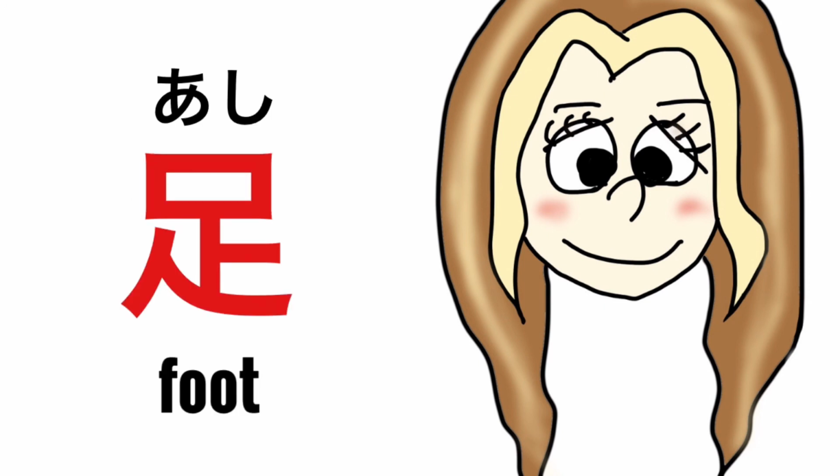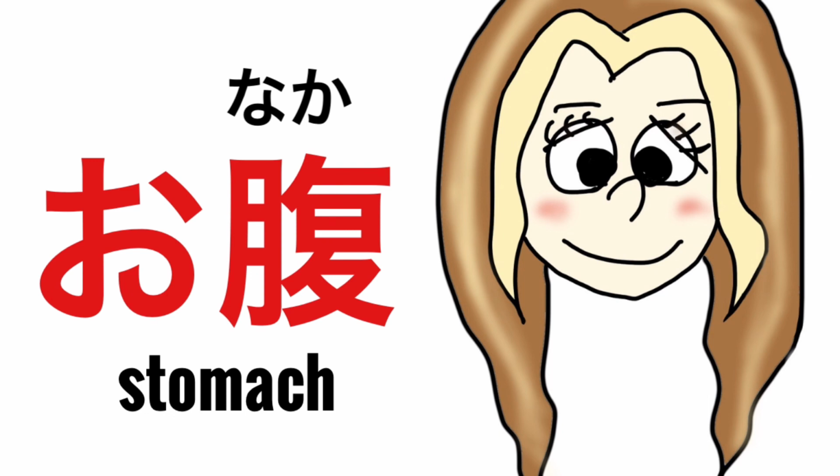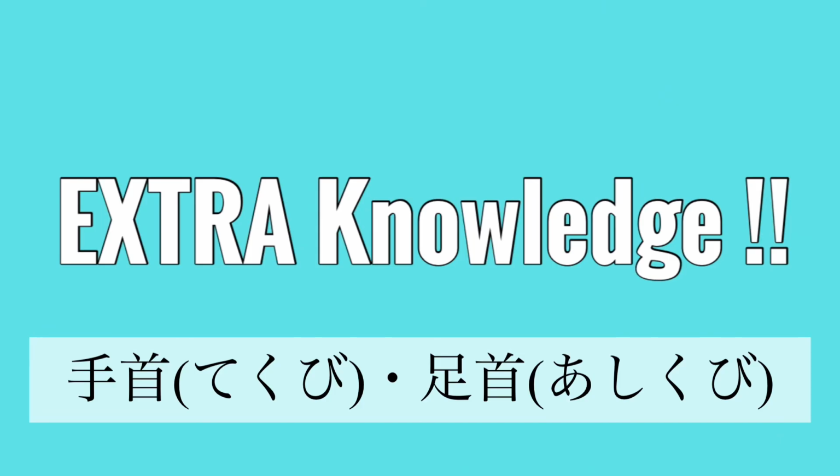Foot is 足 in Japanese. 足. Chest is 胸 in Japanese. 胸. Stomach is お腹 in Japanese. お腹. Neck is 首 in Japanese. 首. Wrist is called 手首, which literally means the neck of the hand, and ankle is called 足首, which literally means the neck of the foot.